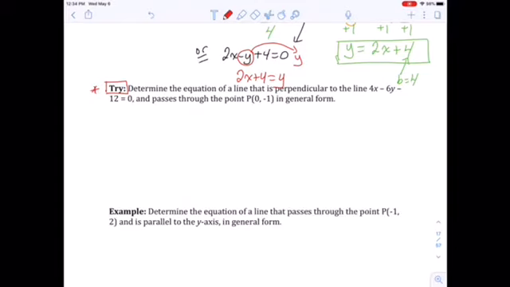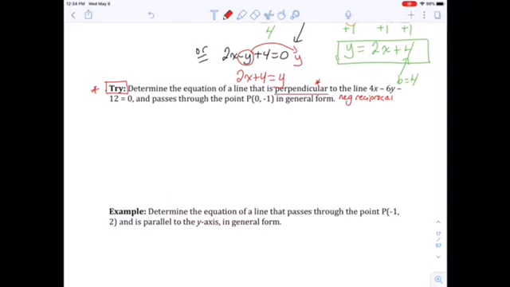Determine the equation of a line that is perpendicular to the line 4x minus 6y minus 12 equals 0, and it passes through the point P(0, negative 1), in general form. Now, right away, I notice a bunch of things. I notice we're looking for a perpendicular equation to this line. So I know I'm going to have to find the negative reciprocal.